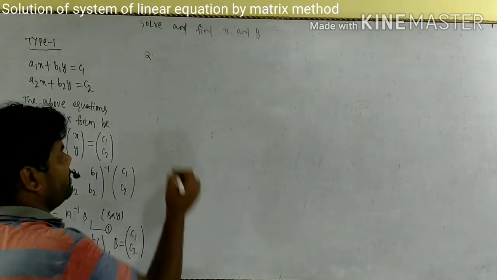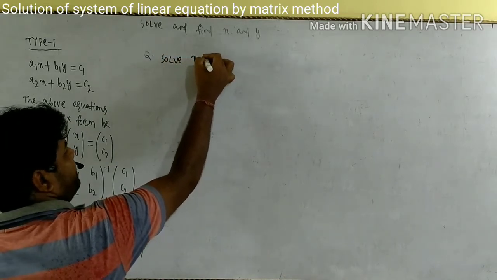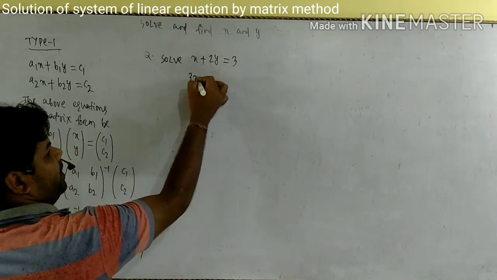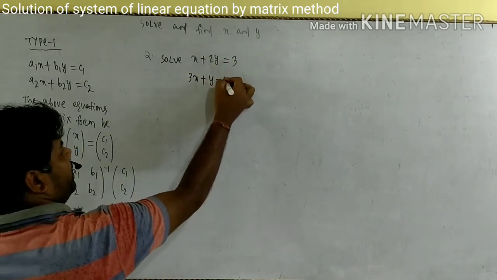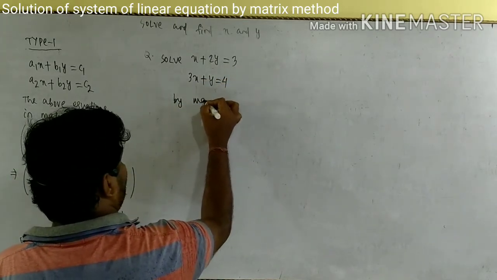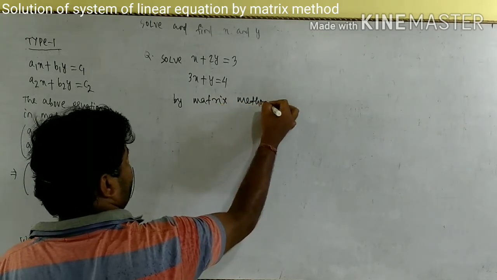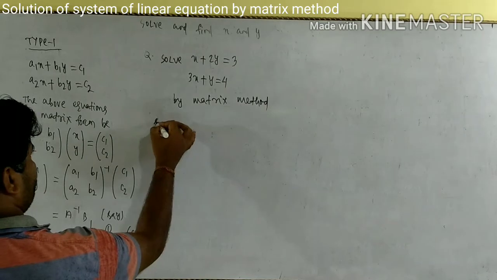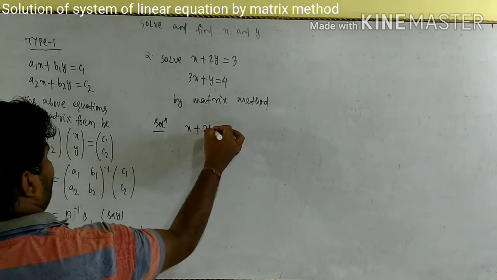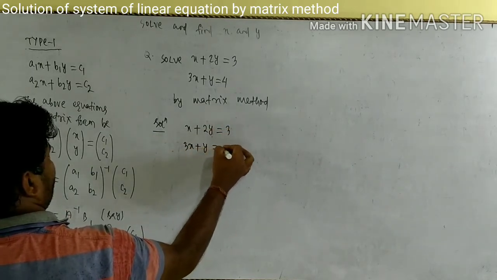Suppose I write a question. Solve x plus 2y equal to 3, 3x plus y equal to 4. Solve this by matrix method. This is your question. Okay, now see the solution. What are the equations given? x plus 2y equal to 3, 3x plus y equal to 4.